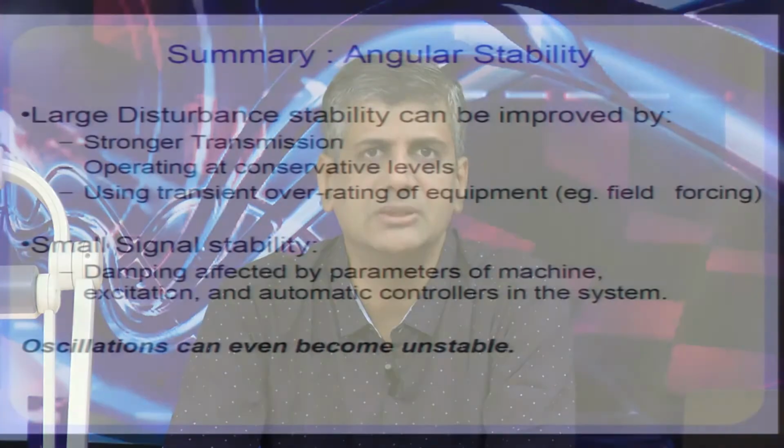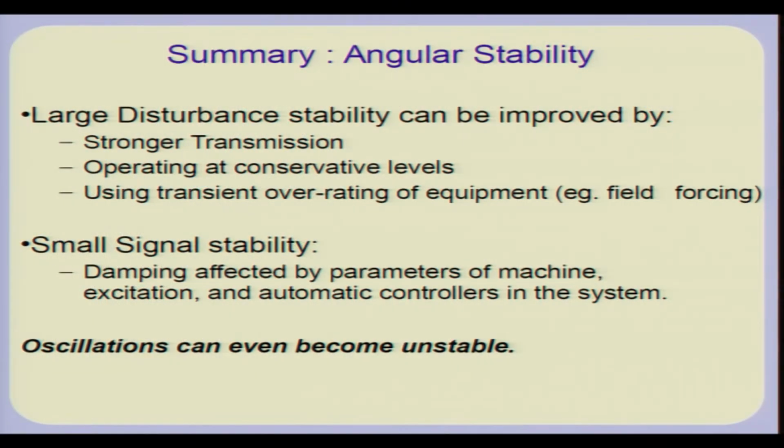That is, you keep the initial power flow through most of the transmission paths a bit conservatively low, so that there is enough margin for the spring to stretch. So that is one of the ways you can also improve transient stability, but that would mean that you need to alter the load and generation pattern in the system, which is not always easy to do, and there are economic consequences of doing that.